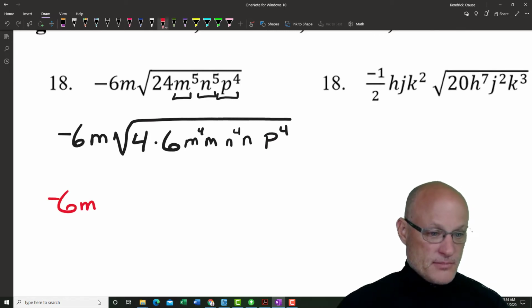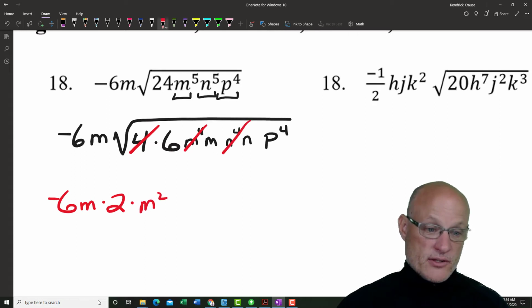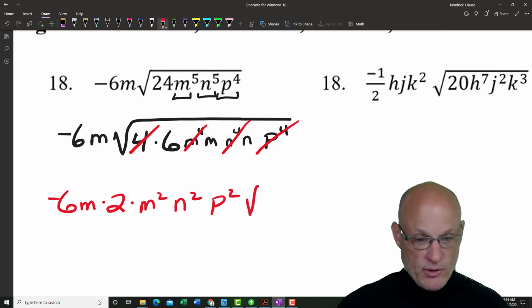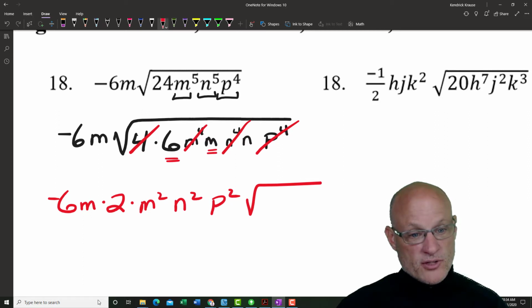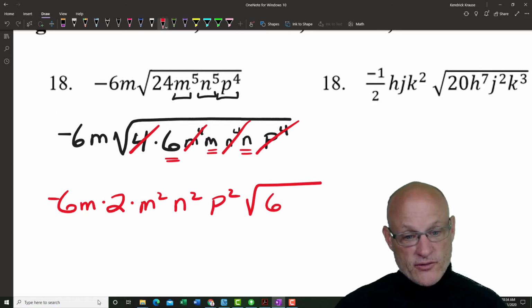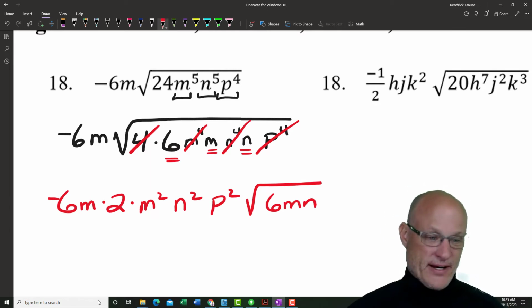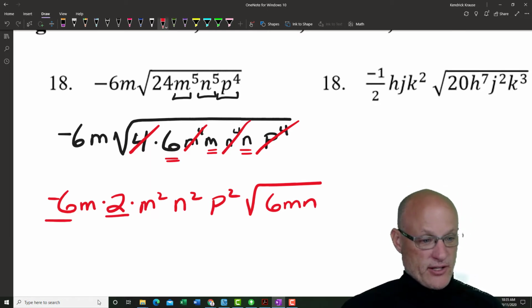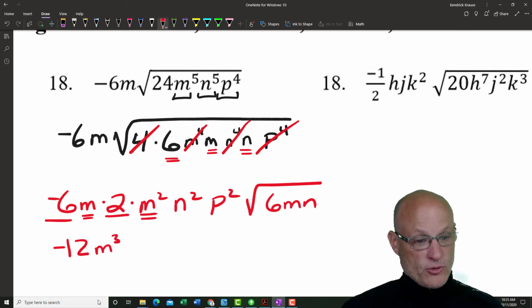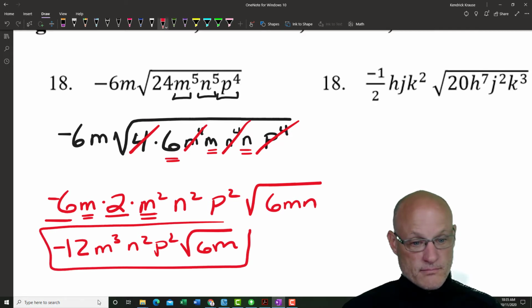Negative 6m times, this is 2, times, this is m squared, times, this is n squared, times, this is p squared. And then square roots of, I didn't cross off this, I didn't cross off this, and I didn't cross off this, 6mn. Well, that's not the final answer, because I can put the negative 6 and the 2 together. That's negative 12. This m and this m can go together. That's m cubed. N squared, p squared, square roots of 6mn.